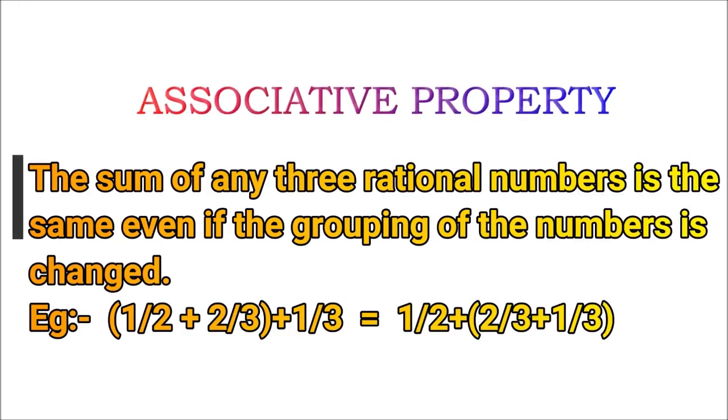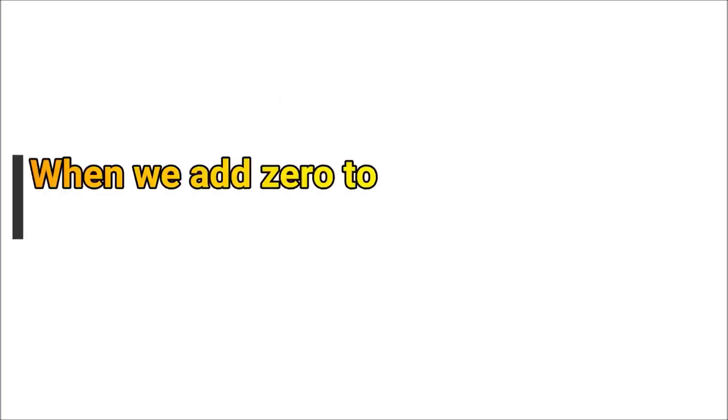Next is associative property, which is also called grouping property. If you change the grouping of all three rational numbers, the number remains unchanged. That is called associative.